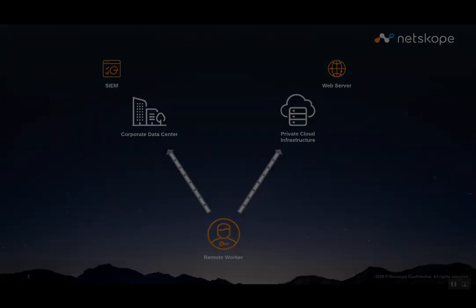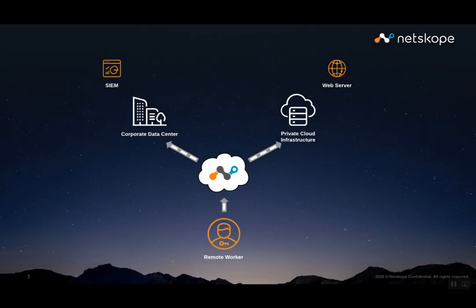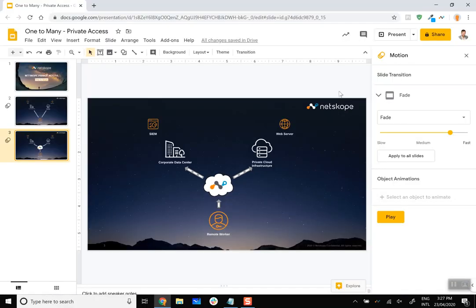So instead, what we want to try and do is put Netskope in the middle of it. The Netskope client creates a persistent connection to the Netskope cloud, and then it can determine what applications each user needs to access in order to do their day-to-day job. So let me show you what that looks like.